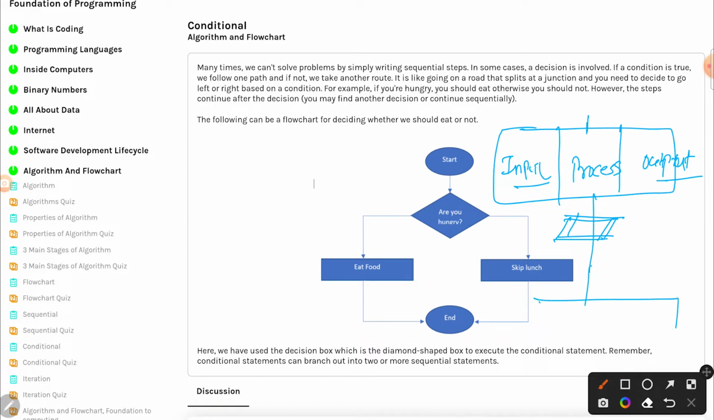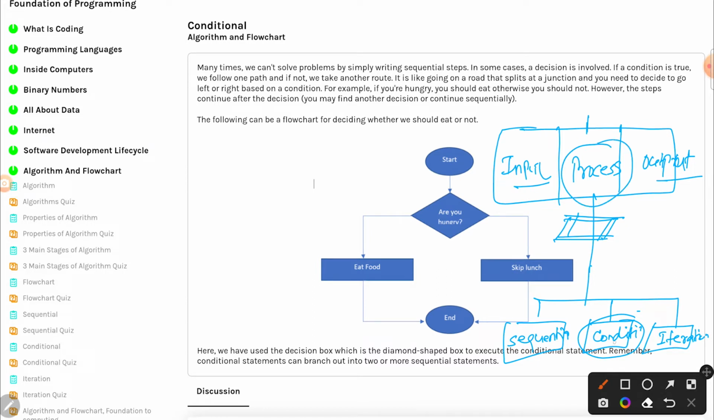When it comes to processing, there are three blocks within the processing. The first one we learned in the last class, and it was sequential. The second we are going to learn today, what we refer to as conditional. And the third one we'll learn in the next class, called iteration. Conditional flowchart is the second type of control in the processing block.